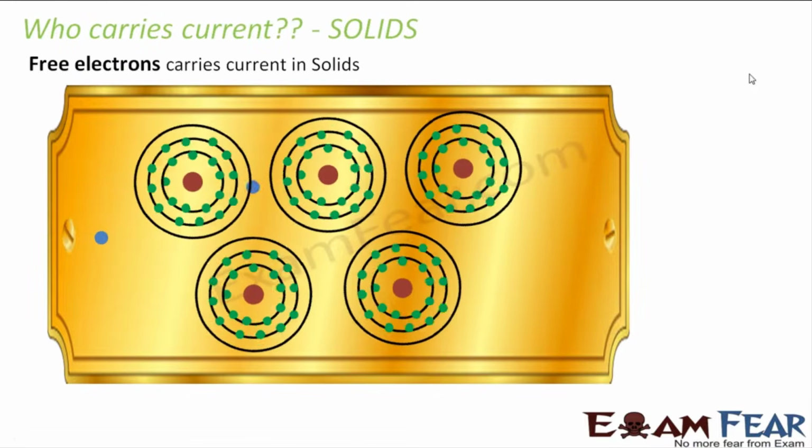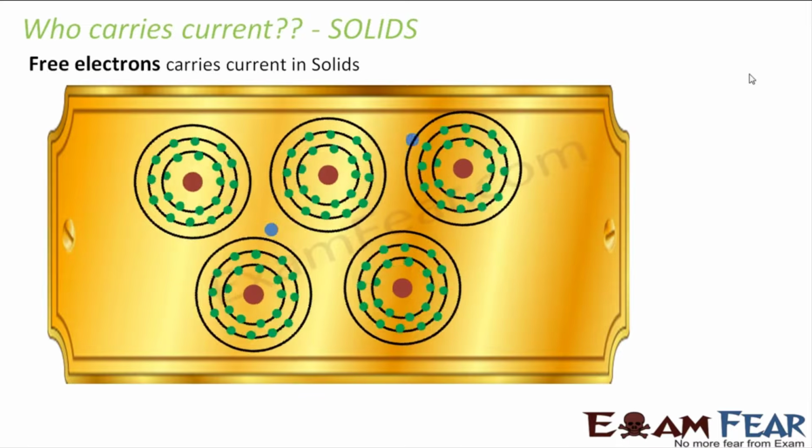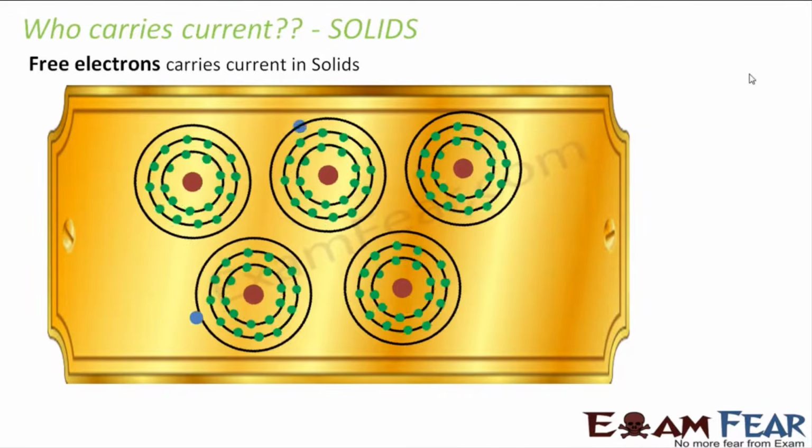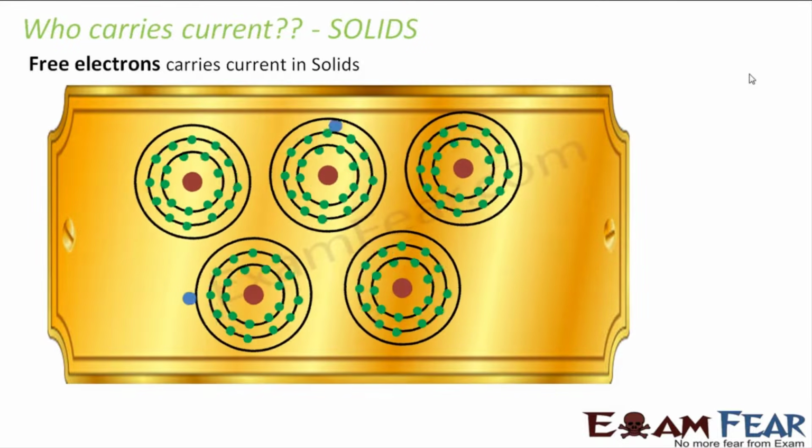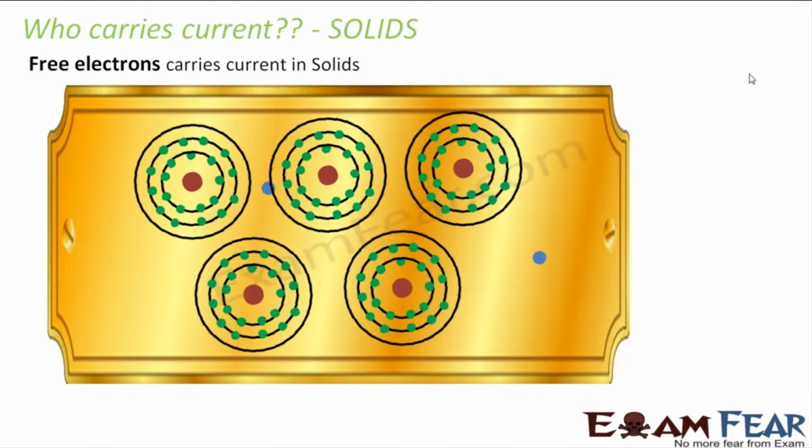So now we will look at who carries current. Till now we understood that current is nothing but flow of charges. What causes the flow of charges? The difference in potential between the two ends of a conductor causes the charges to flow. So now the question is, who will carry this current?